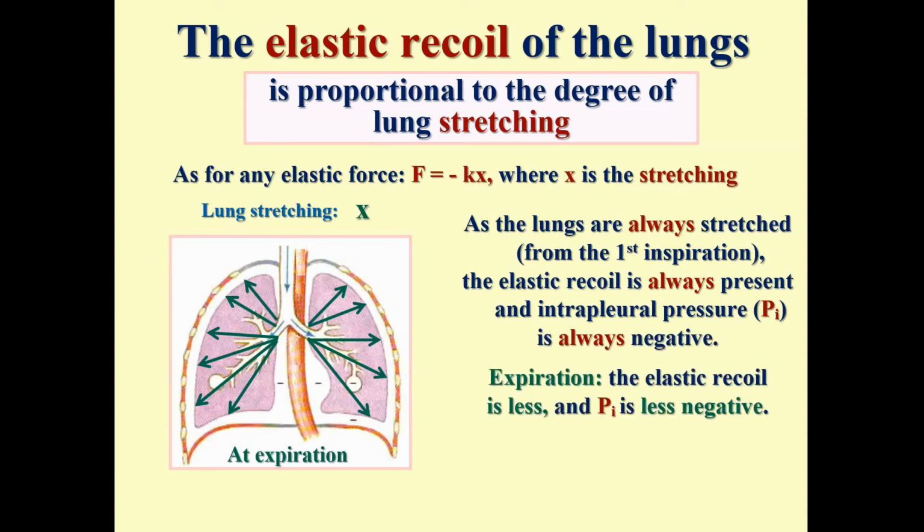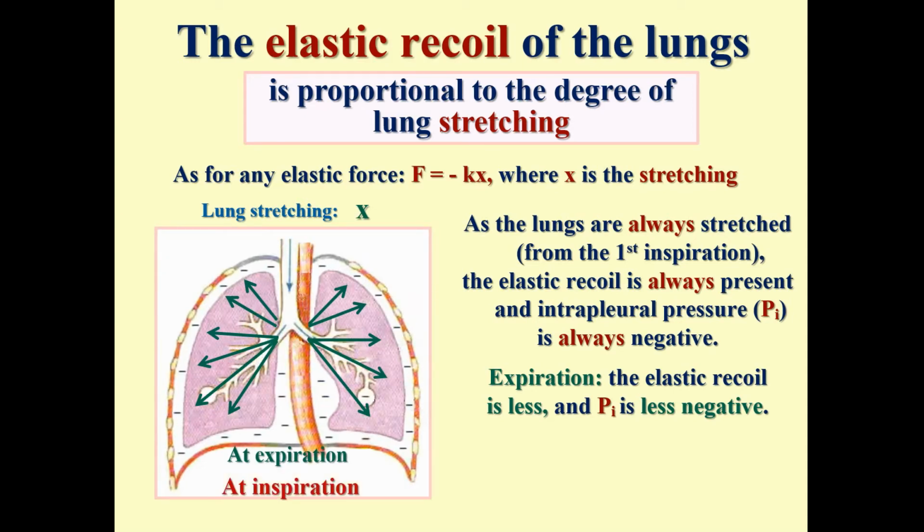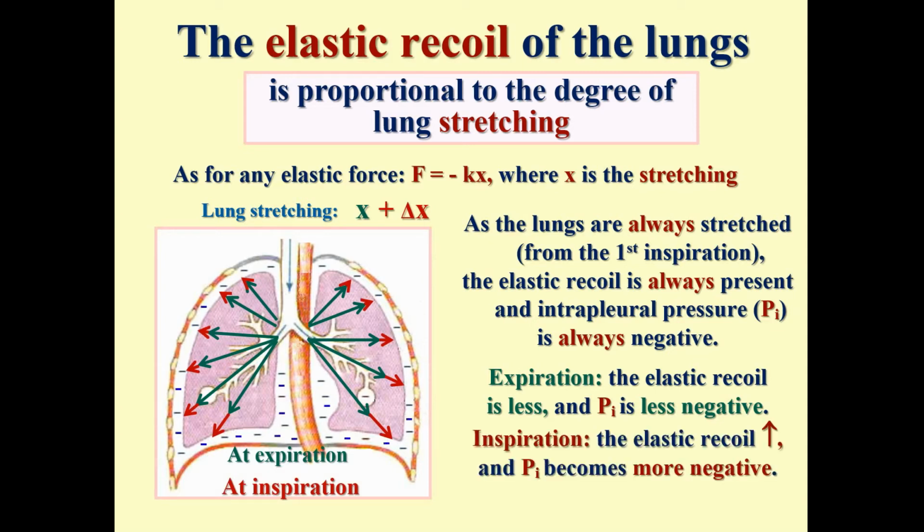So now let's make an inspiration and lungs become larger. So the degree of stretching clearly becomes higher. It's additional stretching. Therefore total stretching becomes higher. And similarly the elastic force becomes higher. And when it pulls the visceral pleura more strongly out of the parietal, we can expect greater negativity of the pressure. More minuses appear in the intrapleural space. So I hope it's clear.